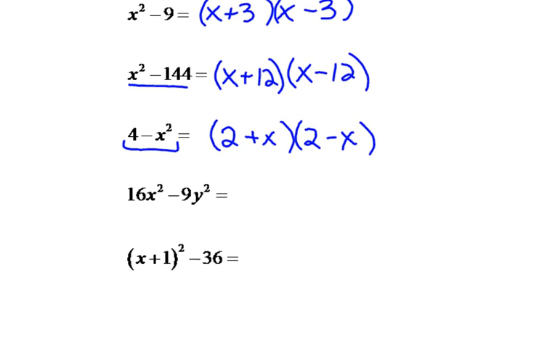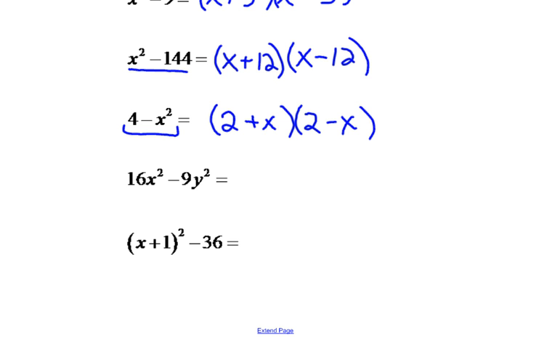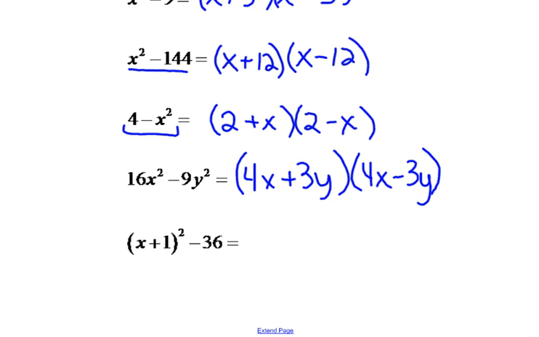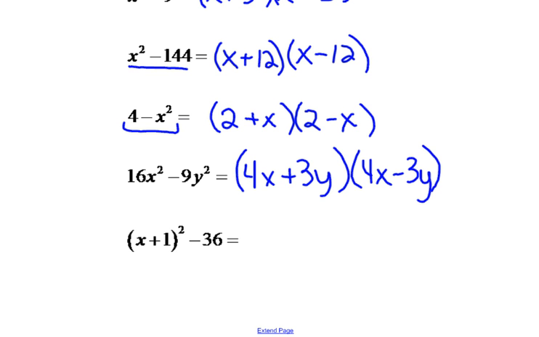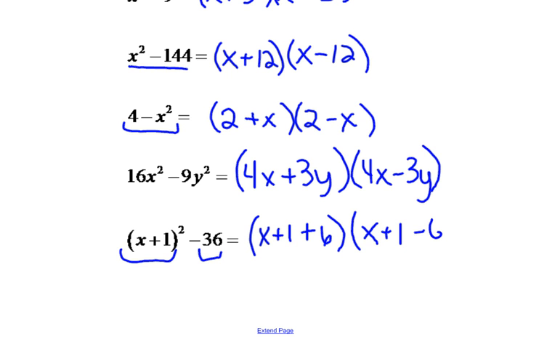On this next one, we have 16x squared minus 9y squared. Those are both perfect squares. So we have 4x plus 3y and 4x minus 3y. On the last one, this is a perfect square, and so is this. So we have x plus 1 plus 6 and x plus 1 minus 6.